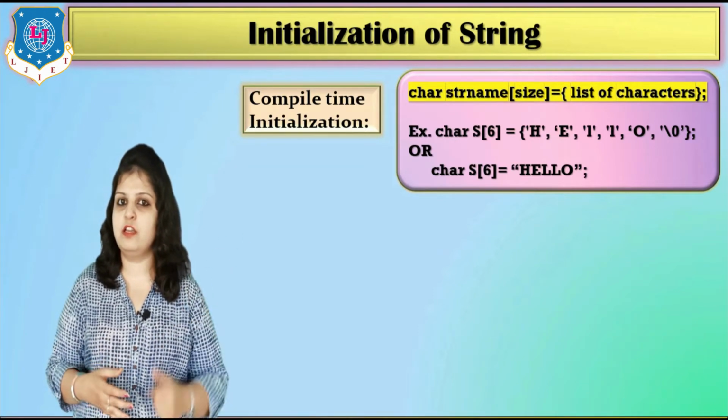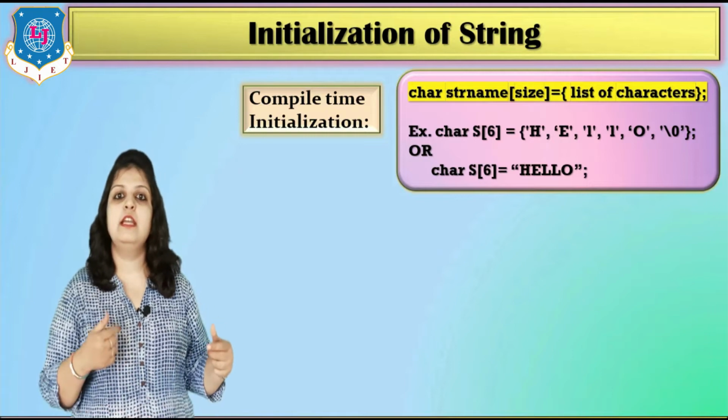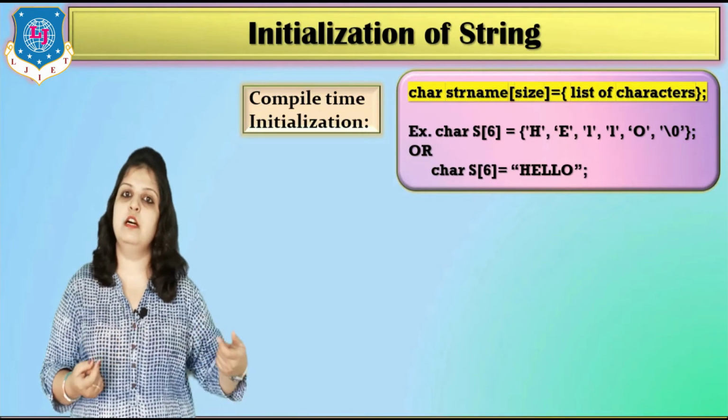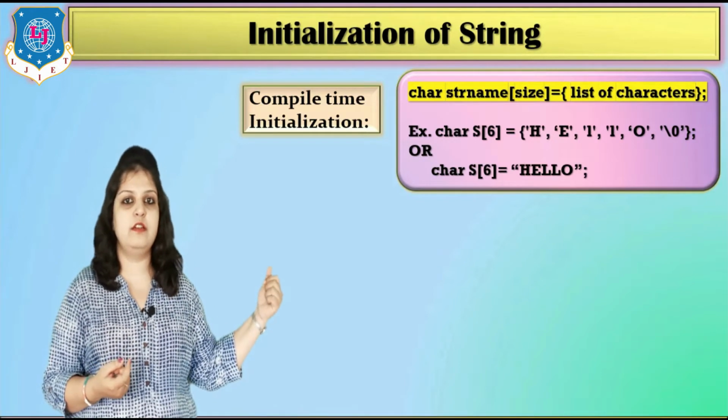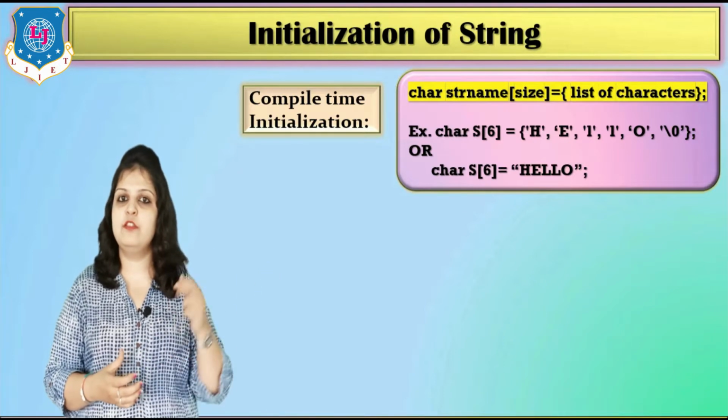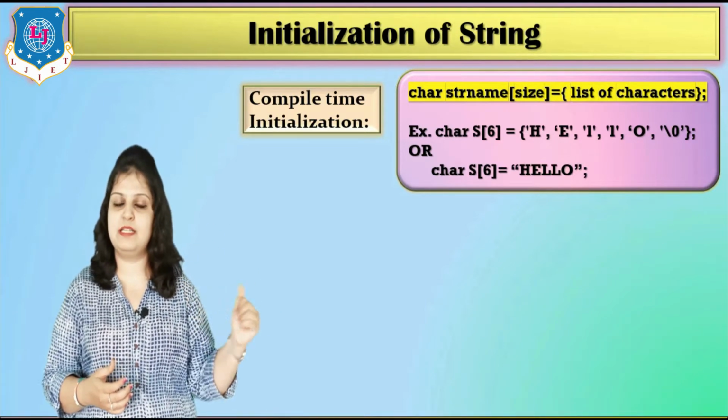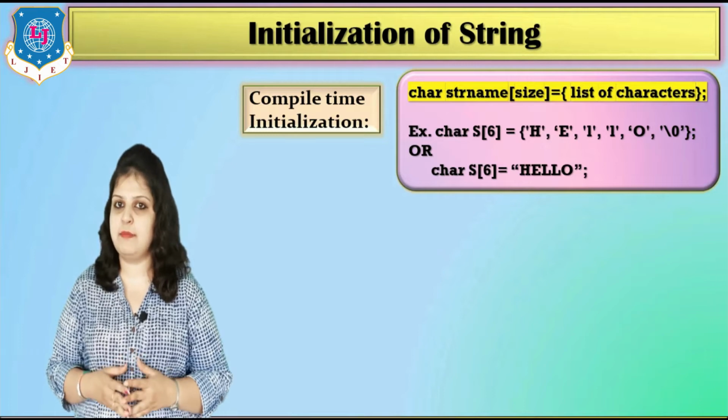Just remember the theory of C tokens. And if we want to store a whole word together, then write it in double inverted commas. You can write in both methods, but the second one is the easy method.